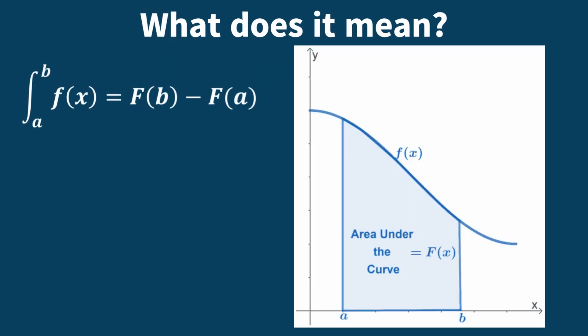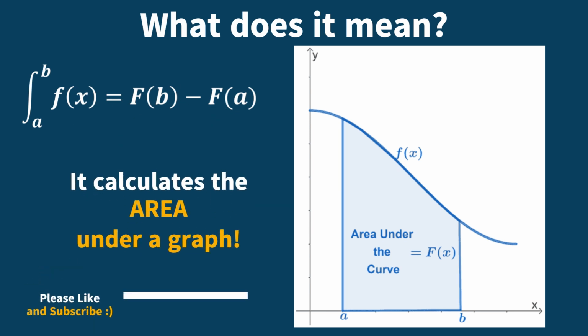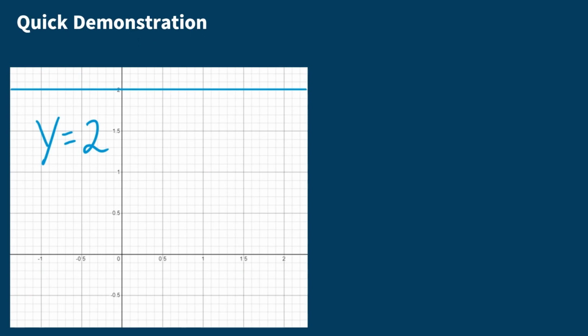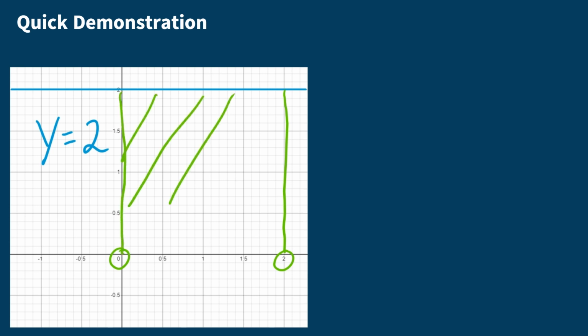What does it mean? What the fundamental theorem of calculus does is calculate the area of a graph under a certain interval. The points a and b can be thought of as points on the x-axis as shown here. Let's go over a quick demonstration. Looking at this graph, we have the graph of y equals 2, which is just a straight line. Let's say we wanted to find the area from 0 to 2. Well, that means our area is going to be this shaded region over here, like that.